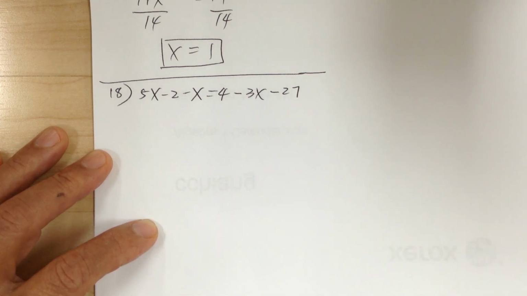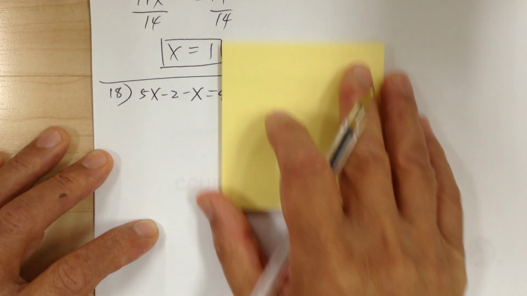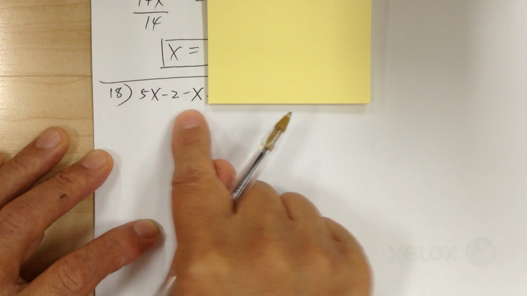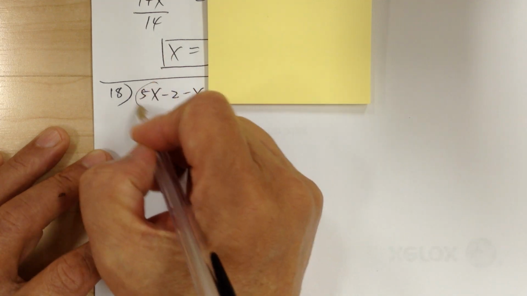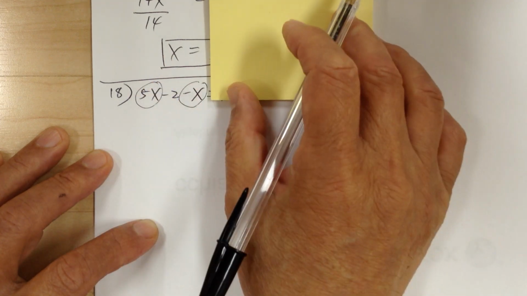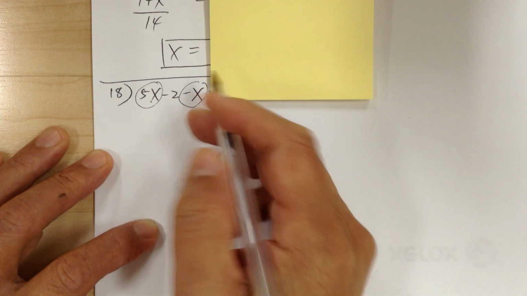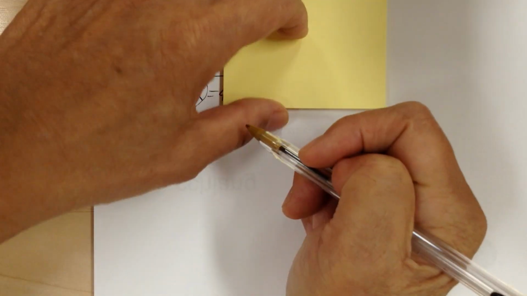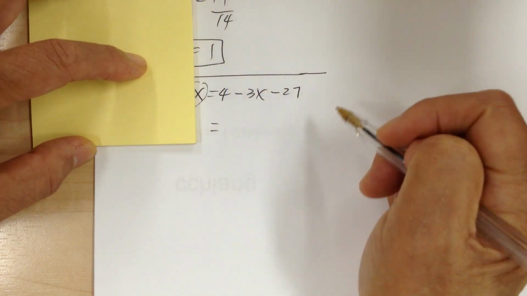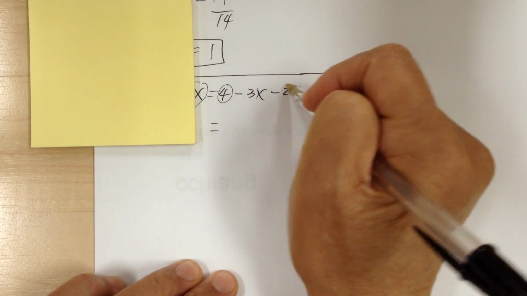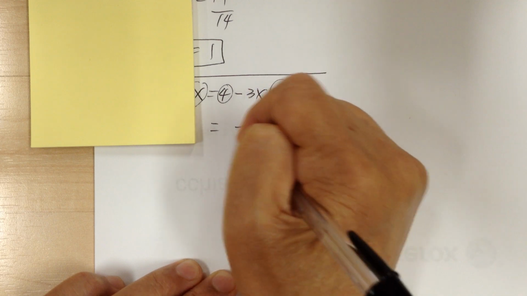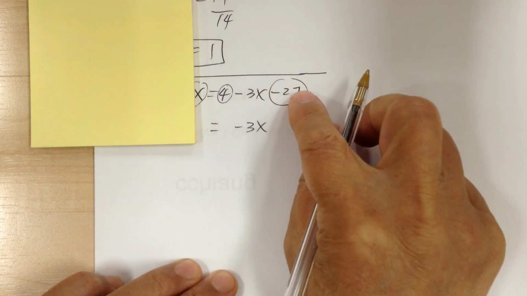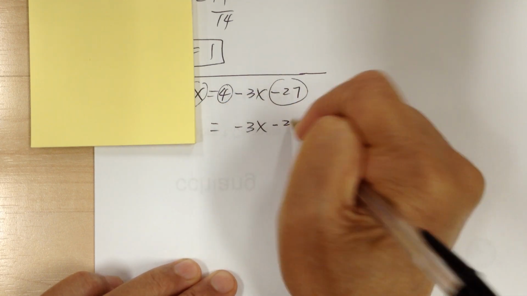Okay, so you need to focus on one side at a time. So I'm just focused on this side right now. So this one and this one can combine. So 5x and negative x will give you 4x. Okay, so that takes care of this side. Now let's go and focus on this side. So this number and this number, so it'll be negative 3x. So 4 minus 27 will give you negative 23.